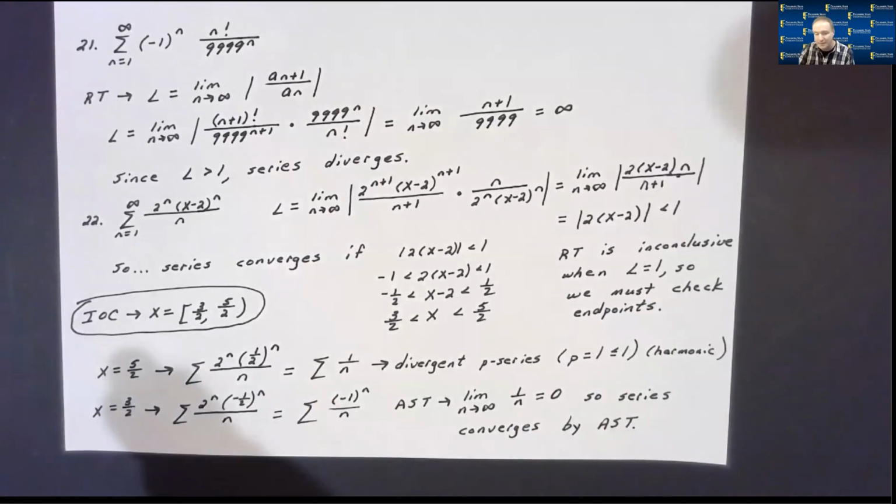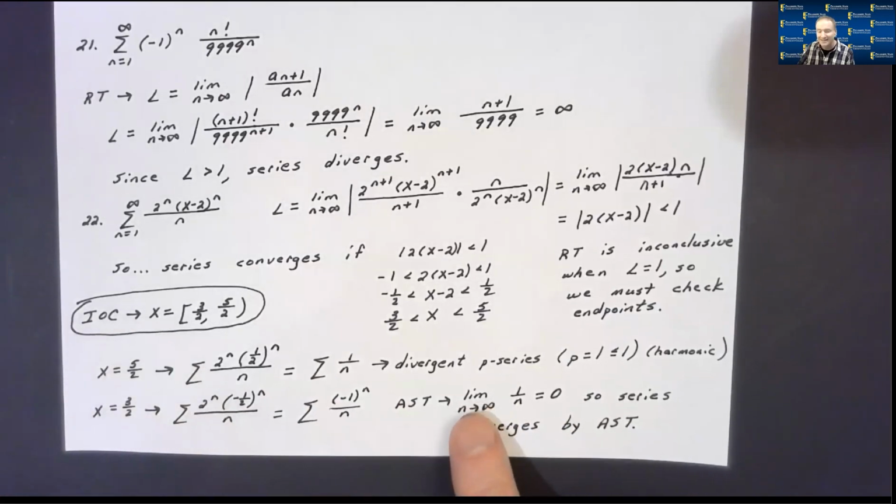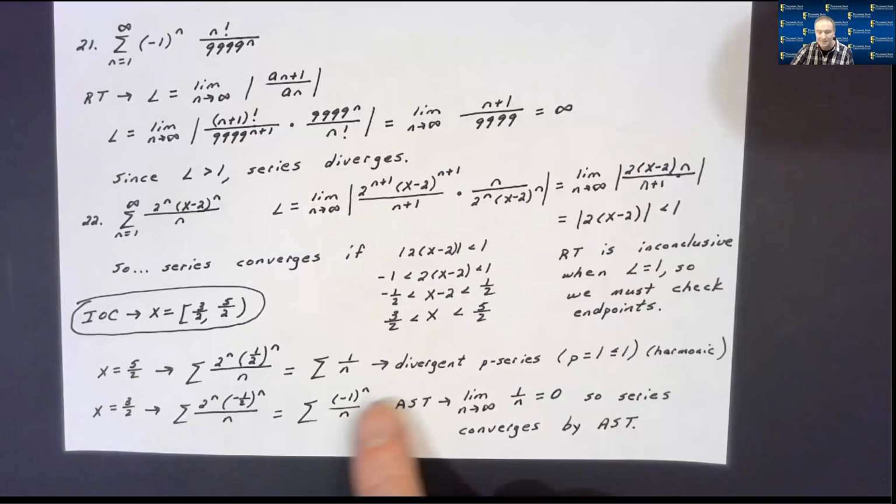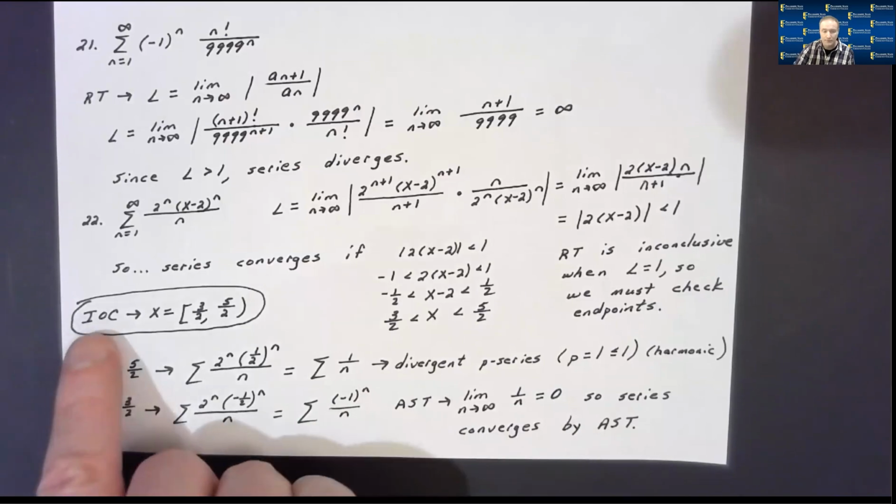And for an alternating series, all we have to show by the alternating series test is that the limit as n approaches infinity of the non-alternating part, which would be 1 over n, is 0. Thus, the alternating series is going to converge. So we say this converges by the alternating series test. Since that sign is going to go positive, negative, it's going to eventually converge to some finite value. Thus, I can include the endpoint 3/2 in the interval of convergence.